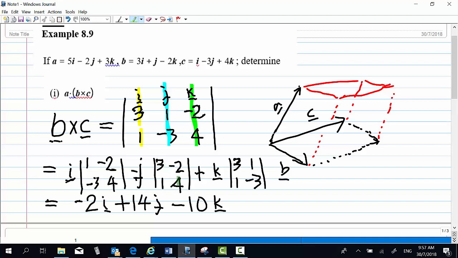And then 12 plus 2, you get 14. So this one should be a minus 14j. Okay, 12 plus 2 is 14, so this one is a minus 14j here. And then for k, you get minus 3 minus 1, you get minus 10. So the minus 10k. Here's how you find B cross C.